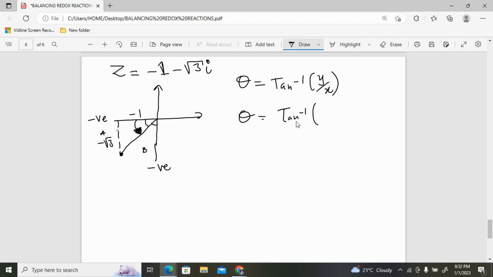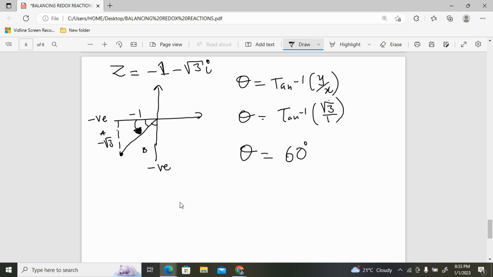But as I said on the previous one, just take both of them as positives. So y, we can see that is what? Square root of 3. X is 1. Square root of 3 over 1 is just the same as square root of 3. And which special angle is related to tan of square root of 3? We know that tan of 60 degrees is square root of 3. Meaning that tan inverse of square root of 3 is going to be 60 degrees.